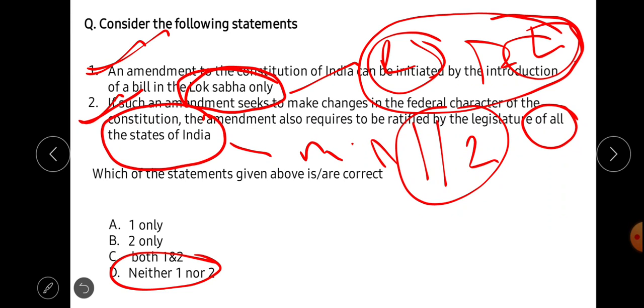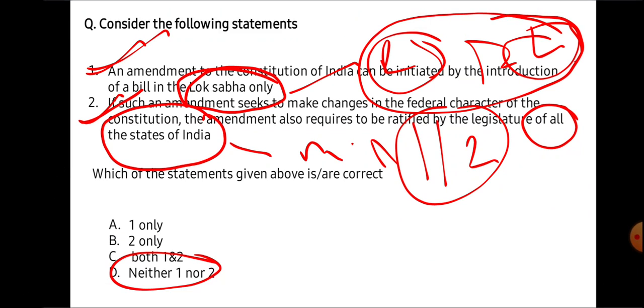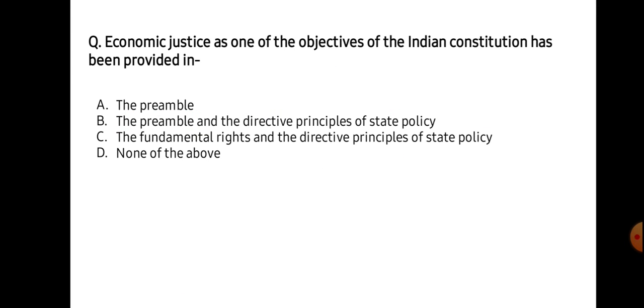Okay, now move to the next one. Economic justice as one of the objectives of the Constitution has been provided in. So the correct answer will be B. That means the Preamble and the Directive Principles of State Policy. Now move to the next one.